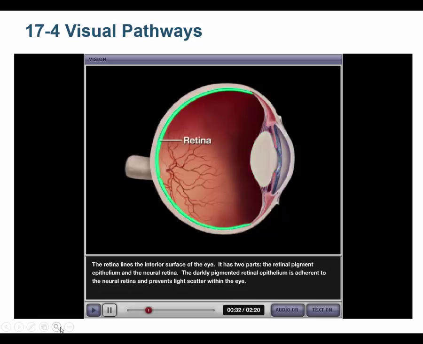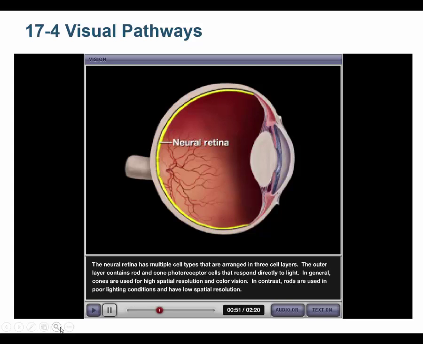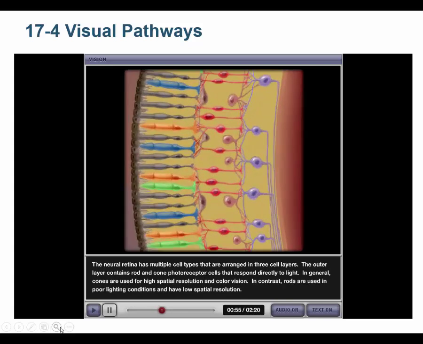The retina lines the interior surface of the eye. It has two parts, the retinal pigment epithelium and the neural retina. The darkly pigmented retinal epithelium is adherent to the neural retina and prevents light scatter within the eye. The neural retina has multiple cell types that are arranged in 3 cell layers. The outer layer contains rod and cone photoreceptor cells that respond directly to light.